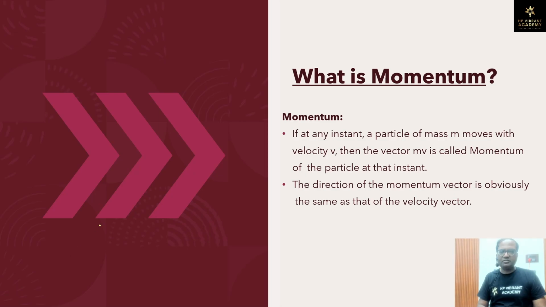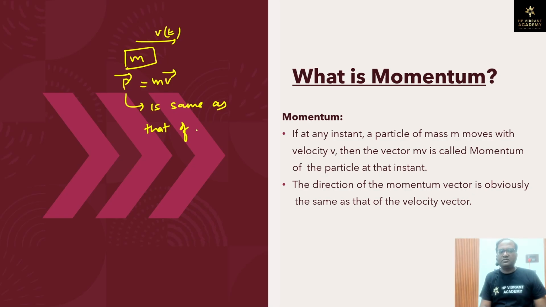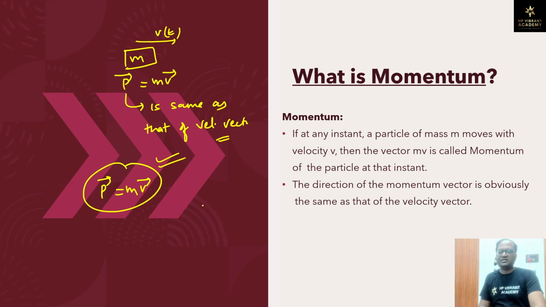How we can find the momentum of a particle. Let us consider a particle of mass m and its velocity at any instant is v. So the vector mv is known as the momentum vector, and the direction of this momentum vector is the same as that of the velocity vector. How we can find the momentum? Just take the product m into v vector, which is known as the momentum vector, and its direction is the same as the velocity vector, as simple as that.